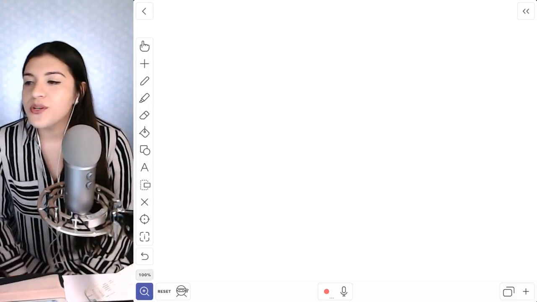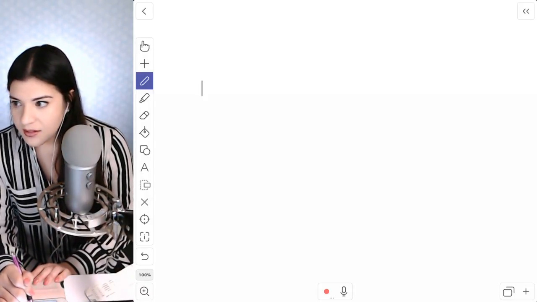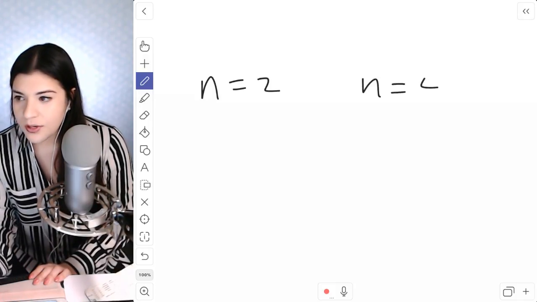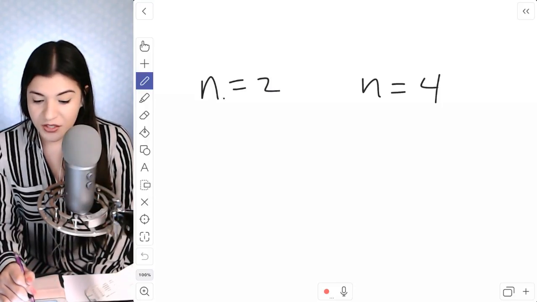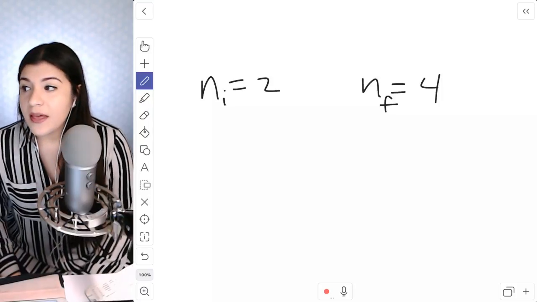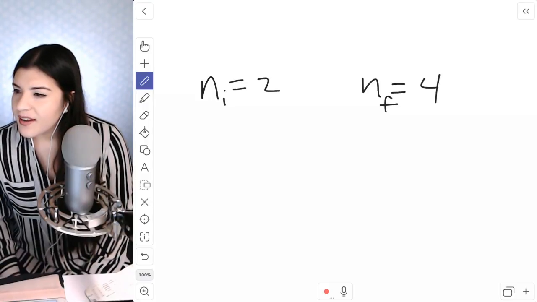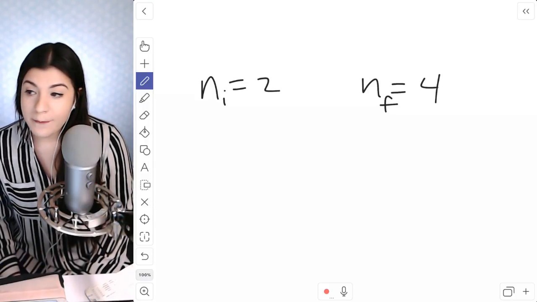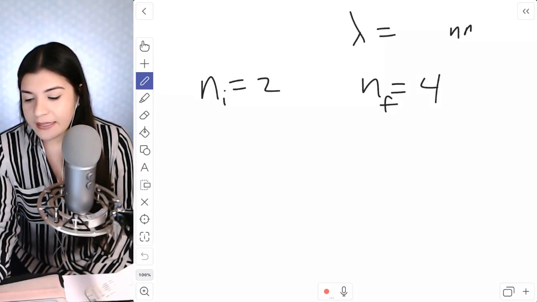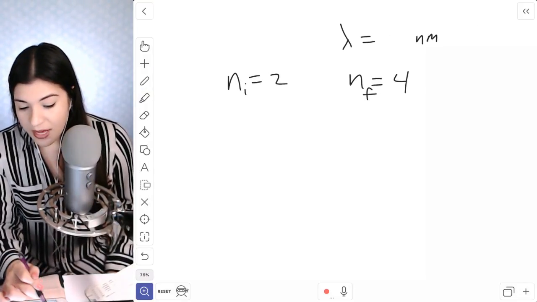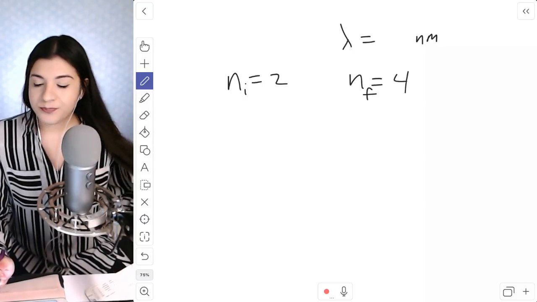A hydrogen atom absorbs a photon of visible light, and its electron moves from n equals 2 to n equals 4. So the fact that they gave me that already means this must be our initial and our final. So cool, that would be that. Now, calculate the wavelength in nanometers of the photon. Got it. So I'm looking for wavelength, specifically in nanometers. The formula that I would use that would allow me to figure this out.